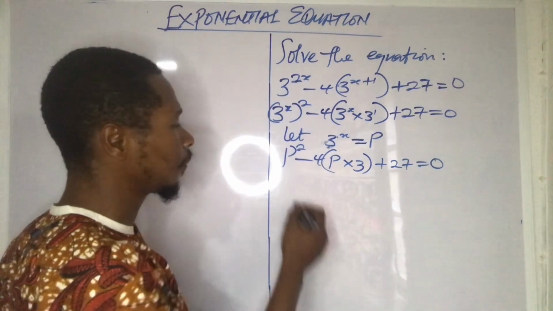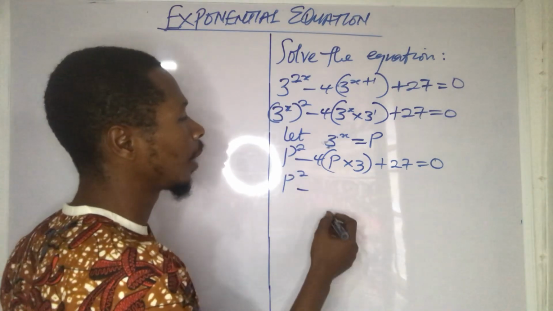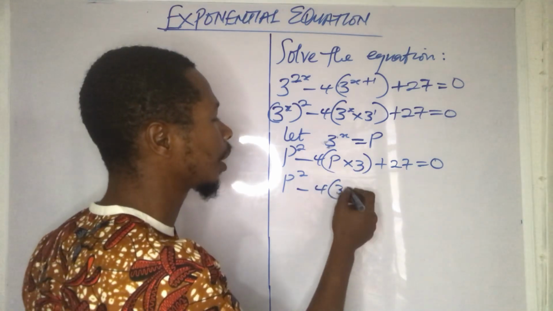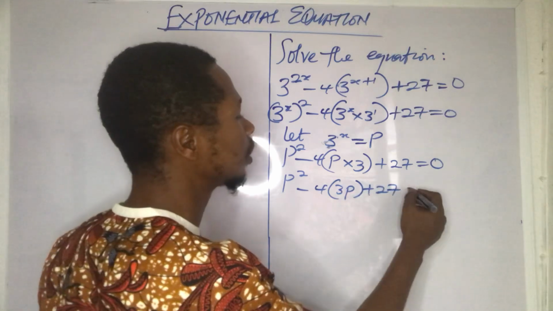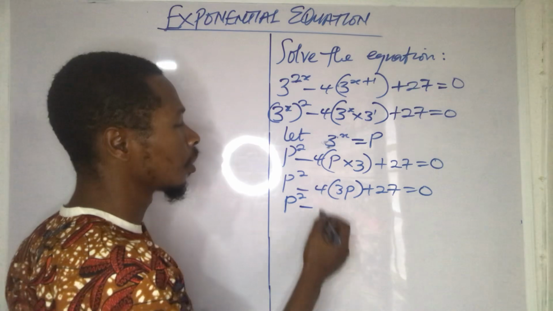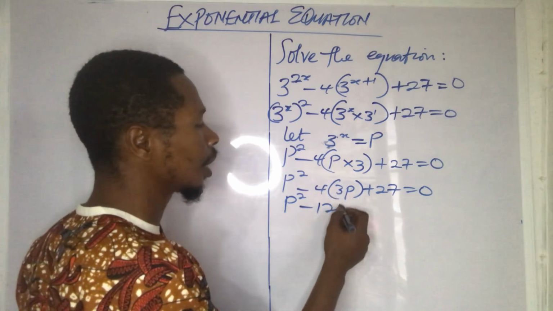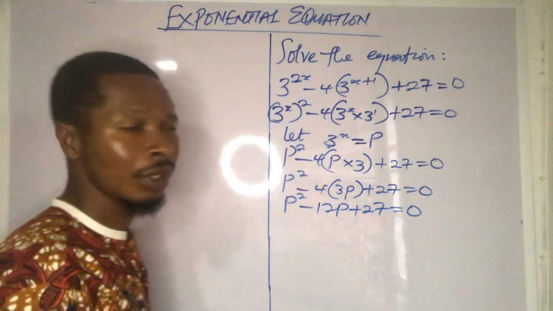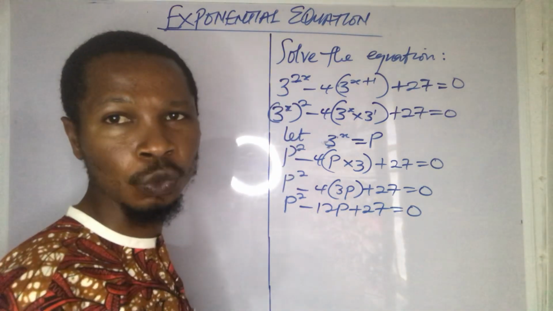So if I simplify further, this will be p squared minus 3 times p is 3p. So you have 4 into bracket 3p plus 27 is equal to 0. Then in that case, you have p squared minus 4 times 3p, that's 12p, plus 27 is equal to 0. This has given us a quadratic equation.